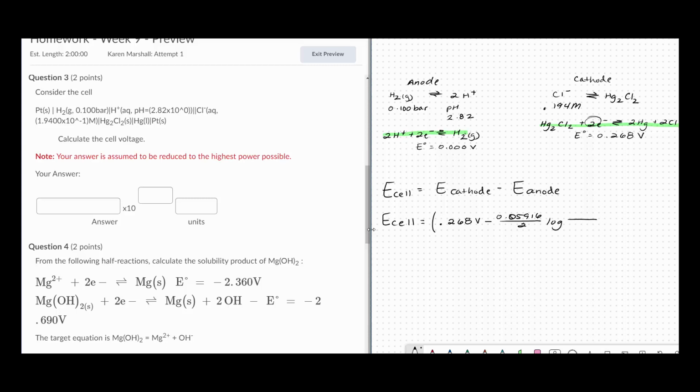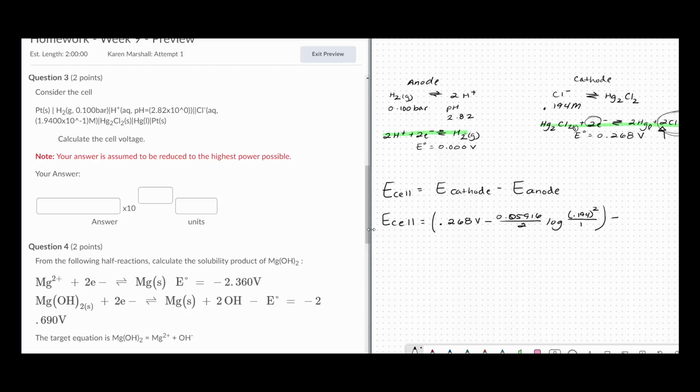The Q is the concentration of the products. In this case, we have a concentration here. This is a liquid, and this is a solid. So we're going to be using the concentration of the chloride, which is going to be squared. So 0.194 squared, and it's squared because of this coefficient. Now, the activity of the reactants at this point is 1. So this represents the E of the cathode.